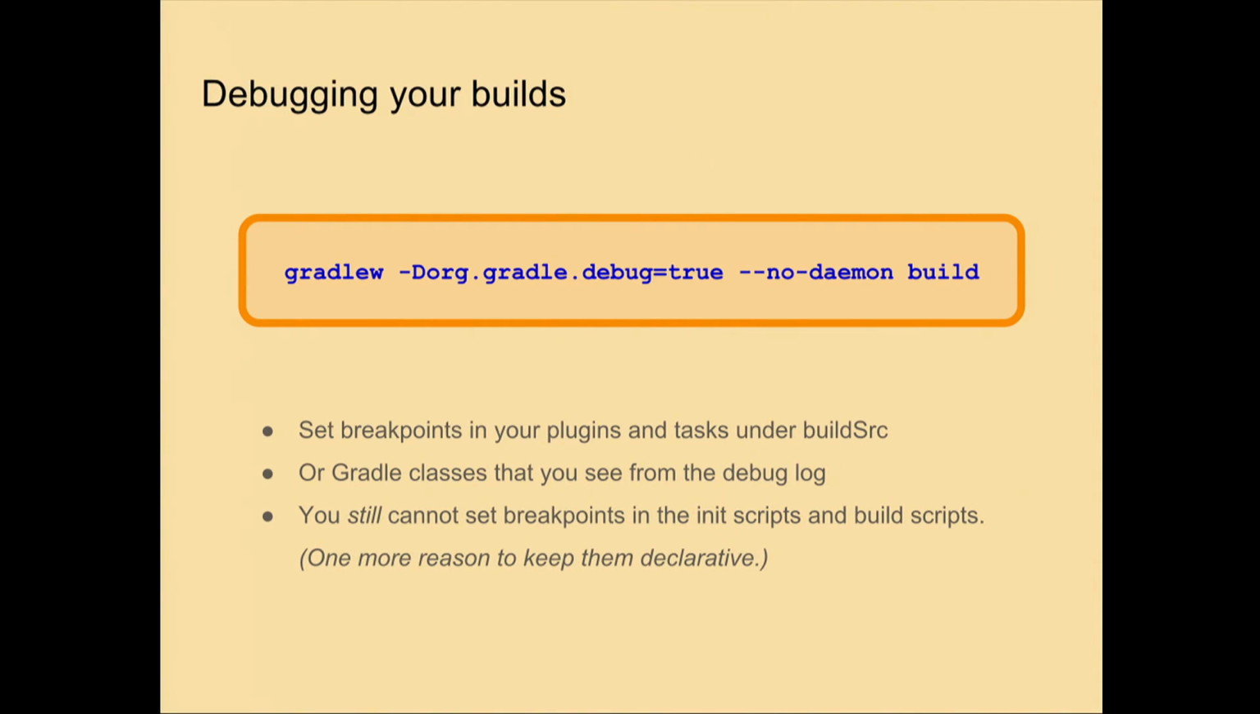And then we realized that we can debug our builds. You debug your builds like this. This is a magic command. And you can set breakpoints in anything under build source. You can set breakpoints in plugins. You can set breakpoints in Gradle code. You cannot set breakpoints in scripts, which means in your build scripts and your init scripts and so on. I hear that's something that is going to change with Kotlin, but right now that's the way it is.